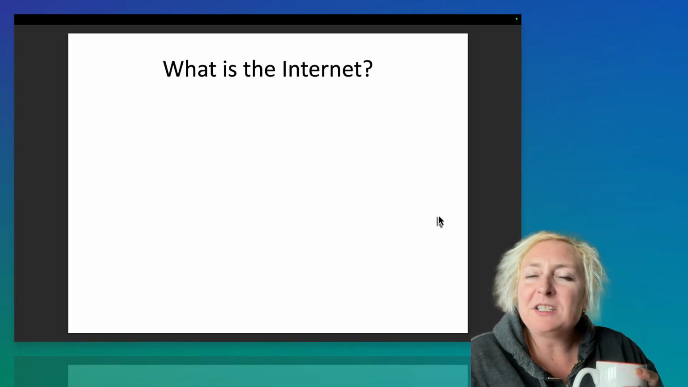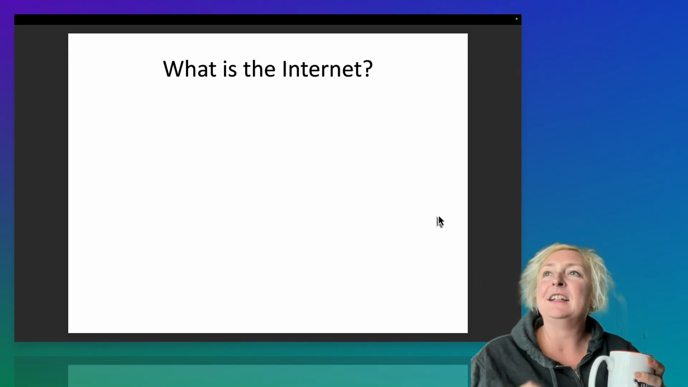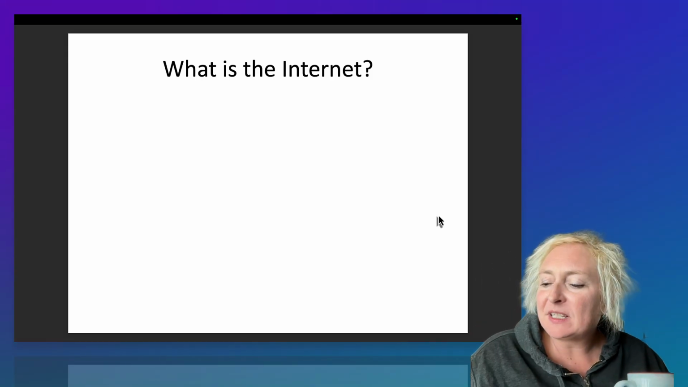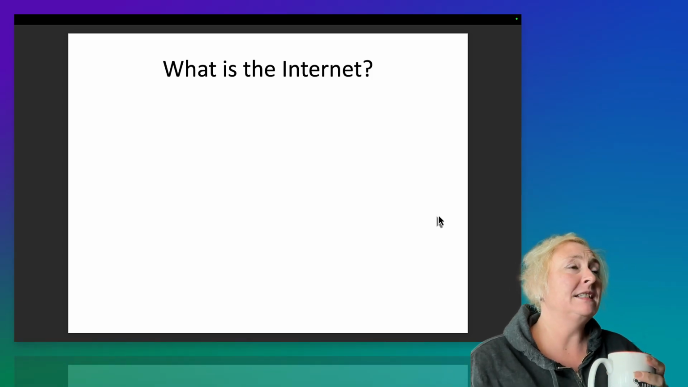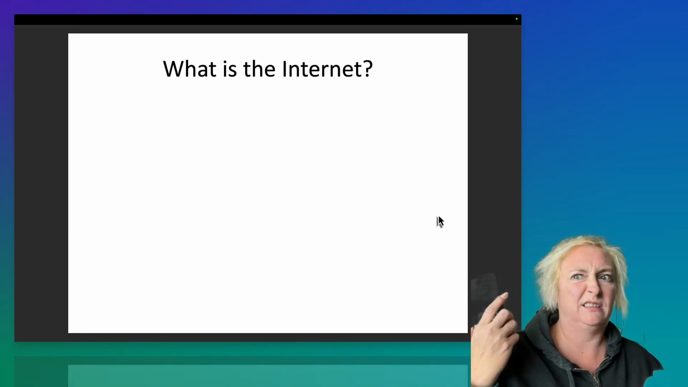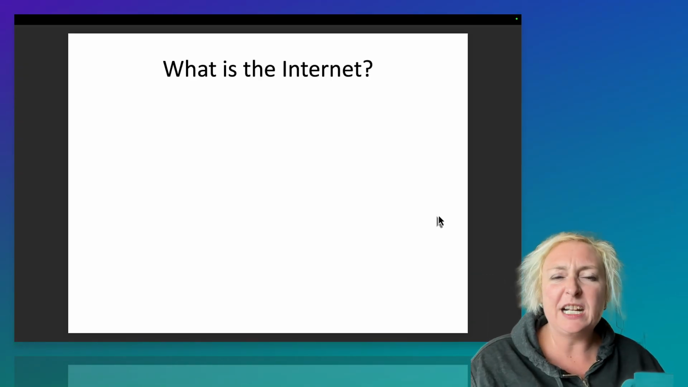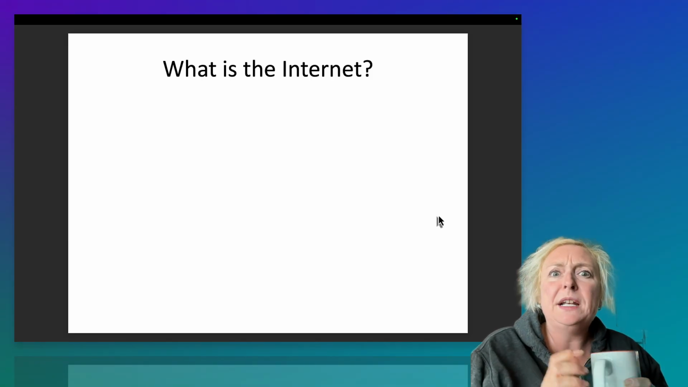So, to understand user experience design, we need to understand what the internet is. I know that seems kind of arbitrary and kind of silly to discuss, but I'm realizing that a lot of you don't really understand how the internet works or why we're on these things and designing for these things, right? So we need to start back at the beginning.